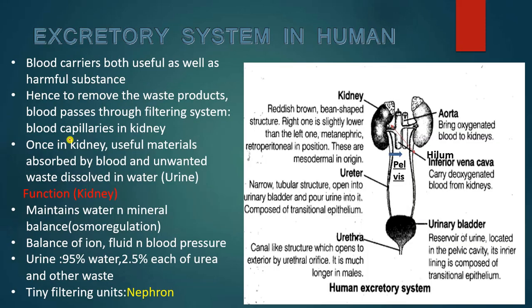Let's talk about specially humans. Now, excretory system in humans. What do you mean by excretory system in humans, or what different parts are present which constitutes to the removal of waste from the body? So you have here, I'll just show you another simple diagram.